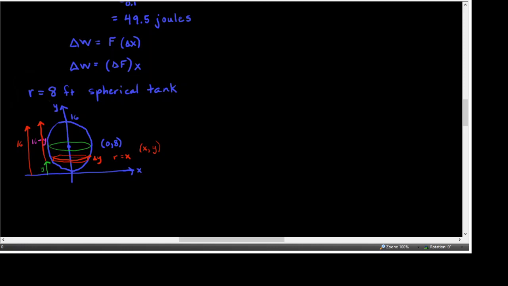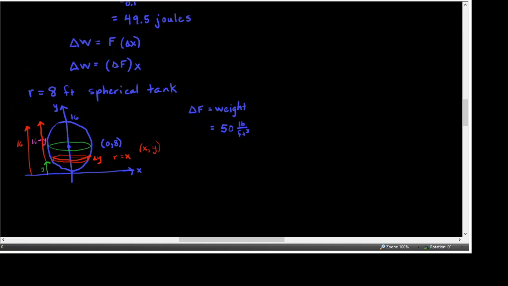So the incremental force that we're dealing with here is the weight of that one cylinder of water. Now, to get that weight, they did tell us that it weighs 50 pounds per cubic foot. So I'm going to write that down, 50 pounds per cubic foot. But that's not a unit of weight. That's actually density. And so think about the units there.